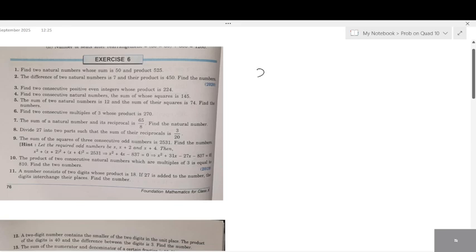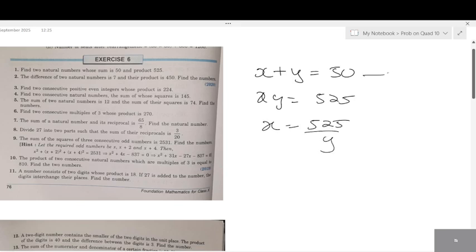In the first question, x plus y is equal to 50, x into y is equal to 525. Substitute the third equation in the first one.